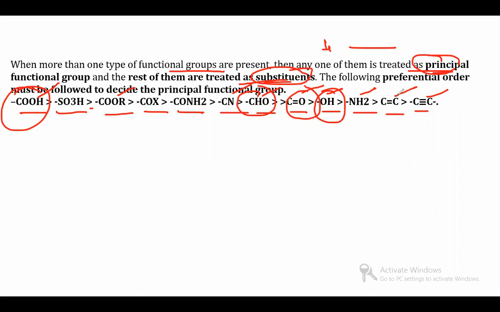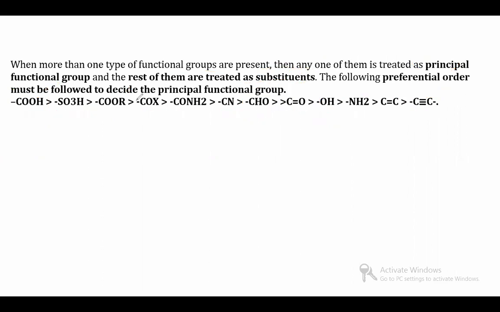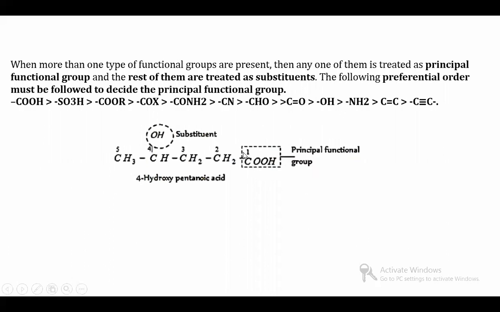NH2 group is in between the double and triple bond, and in between COOH and CHO aldehyde group, SO3H, COX, amines will be present. So you have to remember this order, the priority. The one which gets more priority will be present in the main group, the root word, and the other will go to the next one.